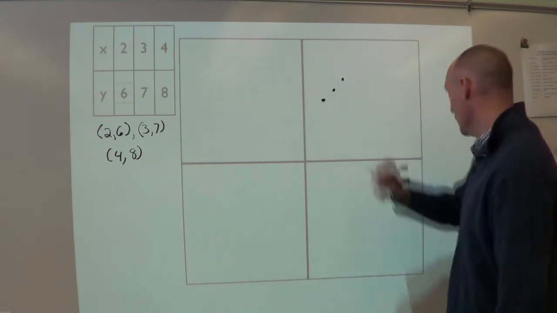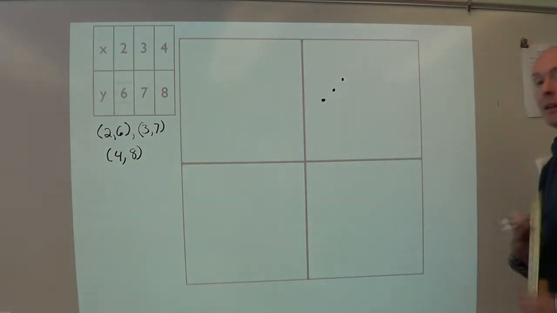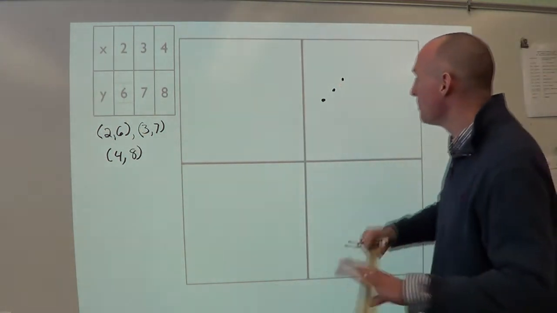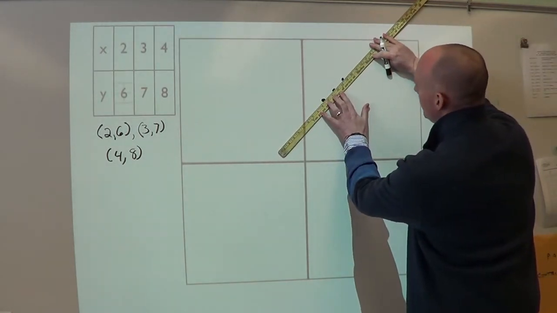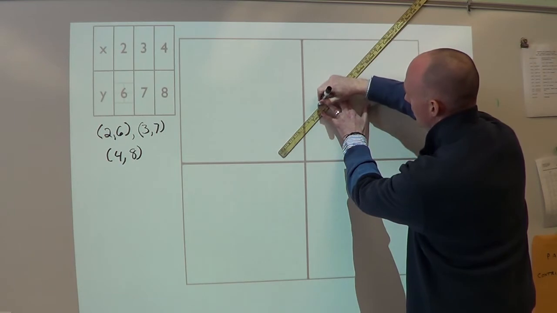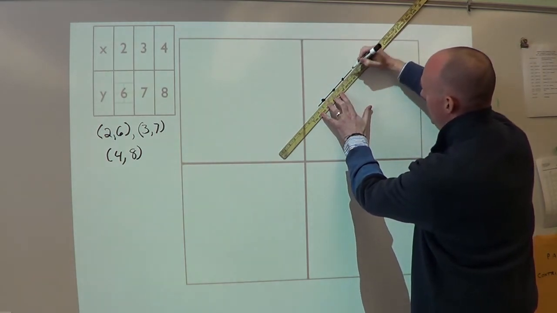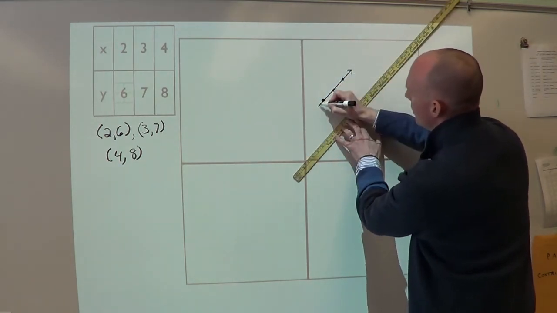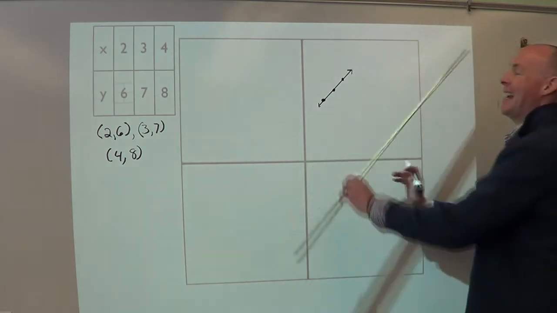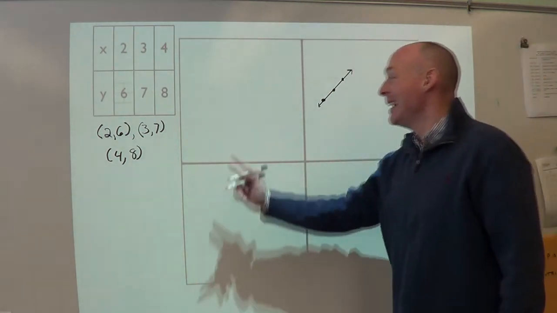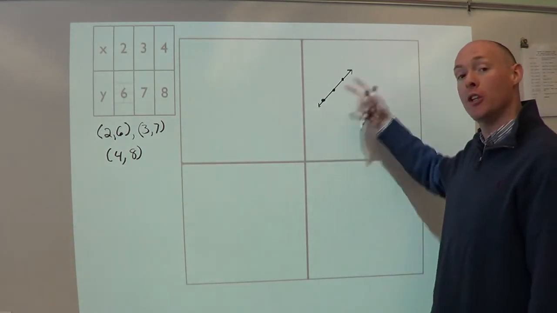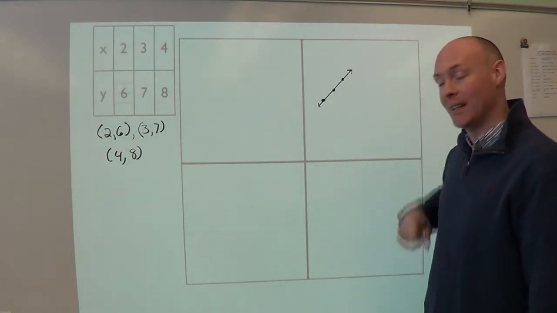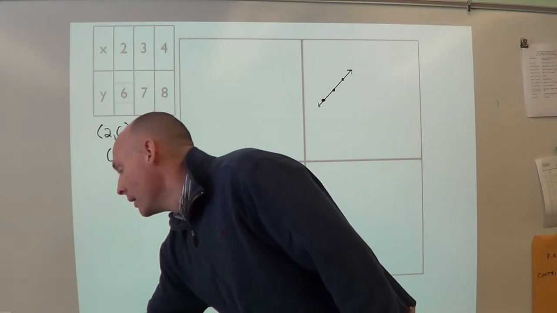Okay. It looks good. Got my straight edge handy. Line them up. And I will draw my arrows to show that yes, it will go on forever. Is it linear? Yes, it is. Here's my graph to prove it. No curves, linear. Okay.